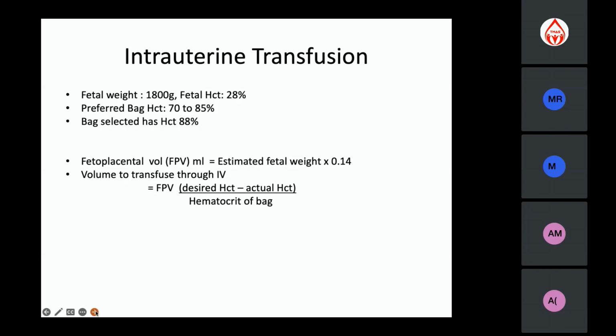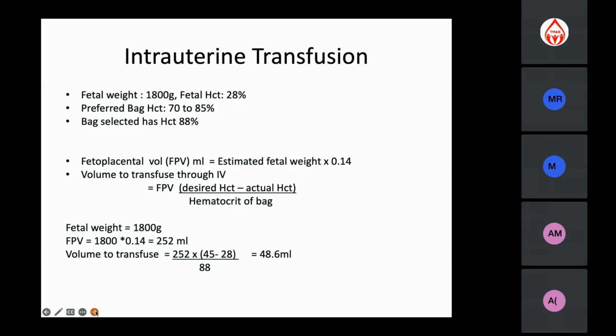In this case, the fetoplacental volume comes to around 252 ml, and the desired hematocrit for intrauterine transfusions is usually 45%, and the hematocrit of this fetus is 28%, and the bag which we chose has a hematocrit of 88%. So the volume turns out to be 48.6 ml. So maybe around 50 ml is the volume required for intrauterine transfusion. This is the formula-based method to estimate the intrauterine transfusion volume.